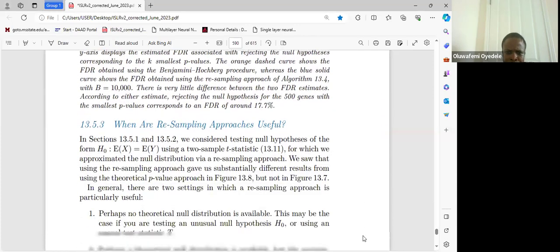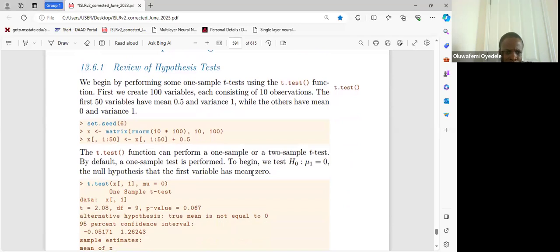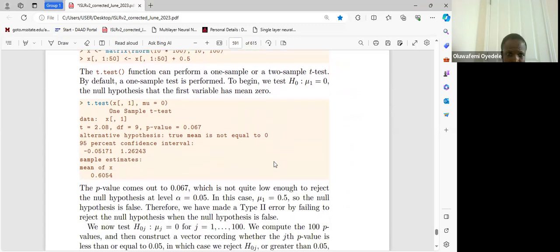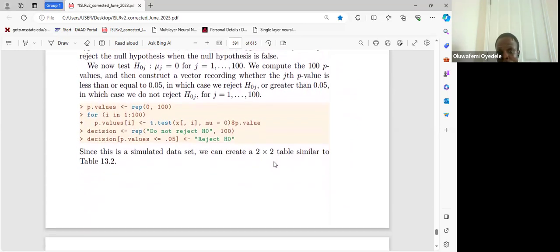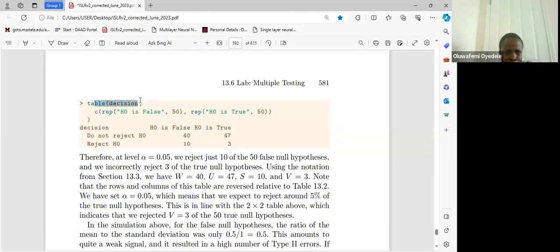This is still the resampling part. Then this is the lab review of the hypothesis test. Here they are using base R, where we have rnorm 10 by 10. They perform the t-test, from which we get the t-statistics. Then we derive the p-values, which we use as a basis for either rejecting or failing to reject the null hypothesis. So we have a table to make a decision, repeating the true and false cases 50 times each.